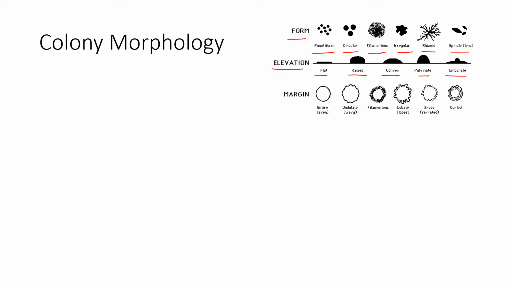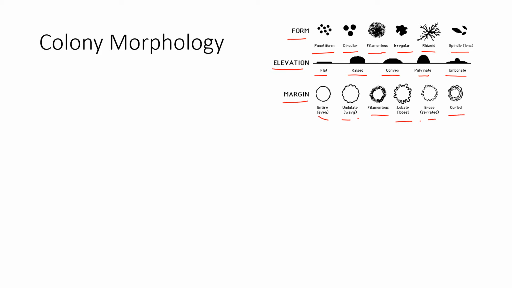And the last thing with this chart, margin, and that's looking at the outside outline of the colony. Entire means it's a nice even circle. Undulate means it's wavy. Filamentous is like hairs. Lobate is like lobes. Erose is serrated, and curled has different waves to it.